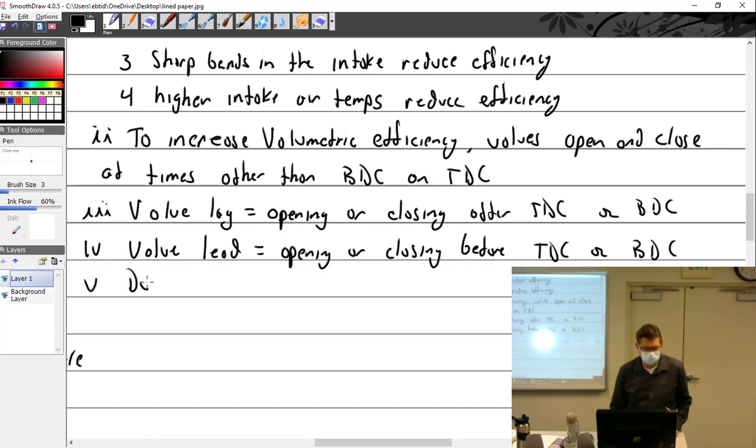Duration. Duration is time valve is off the seat. That's going to be a very important point for us. Time valve is off its seat. In other words, open. If it's off the seat, it is open.